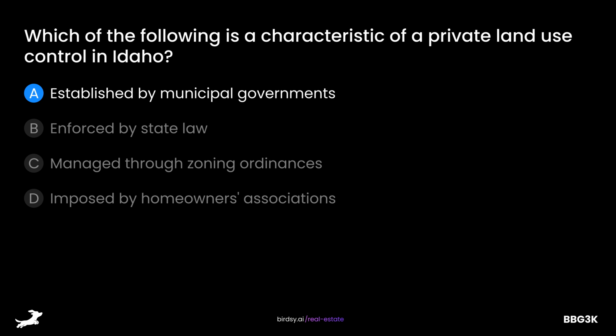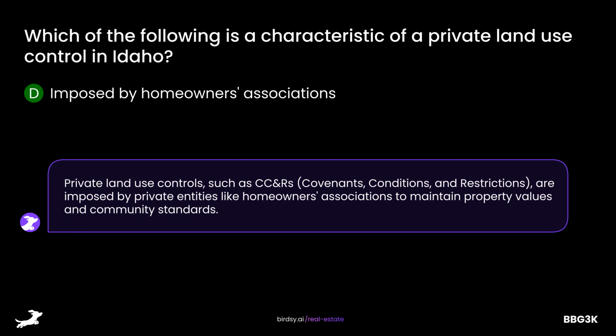Is it A, established by municipal governments, B, enforced by state law, C, managed through zoning ordinances, or D, imposed by homeowners associations? The answer is D. Imposed by homeowners associations. Private land use controls, such as CC&Rs, covenants, conditions, and restrictions, are imposed by private entities like homeowners associations to maintain property values and community standards.